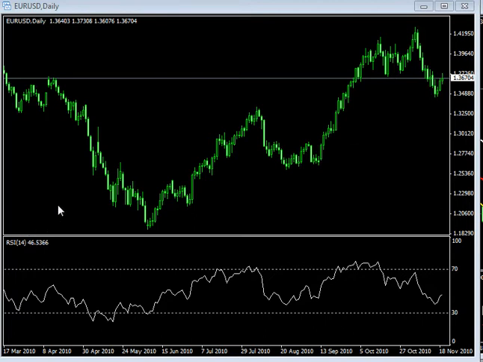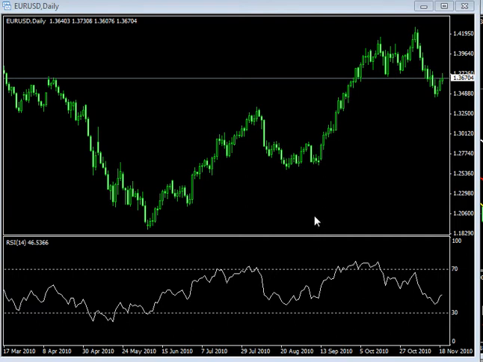Here we have the daily euro dollar, again, the same as stochastic. We're just going to go through how we feel this should be traded. As we can see, we have RSI oversold here at the 30 line, and we also have it overbought here, these two sections above the 70 line.